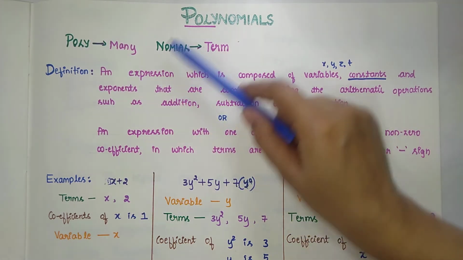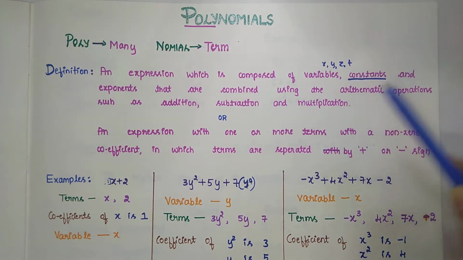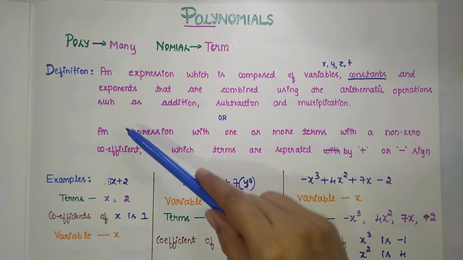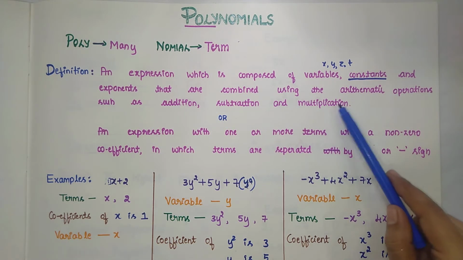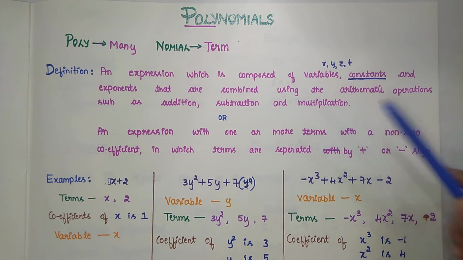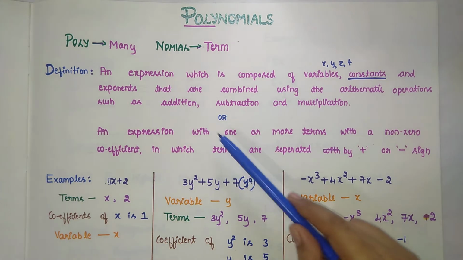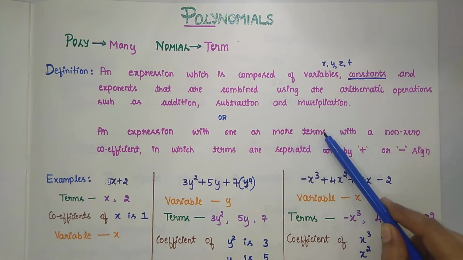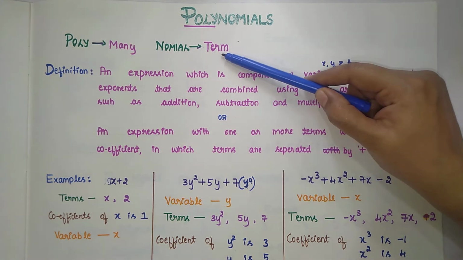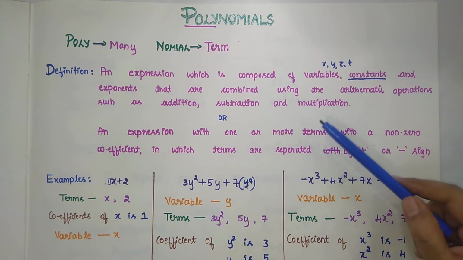So a polynomial is an expression which is composed of variables, constants and exponents that are combined using the arithmetic operations such as addition, subtraction and multiplication. So this is one definition of polynomials, and a polynomial can also be defined as an expression with one or more terms. We know that the meaning of this word polynomial itself is many terms. So a polynomial can have one term or more than one term.